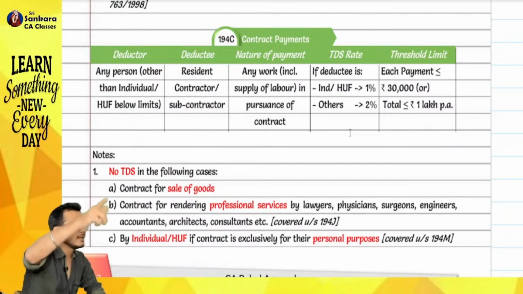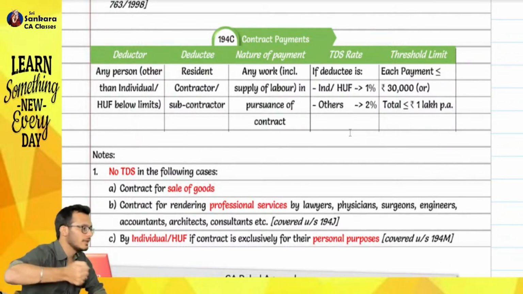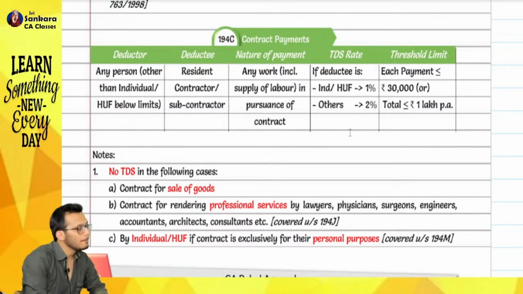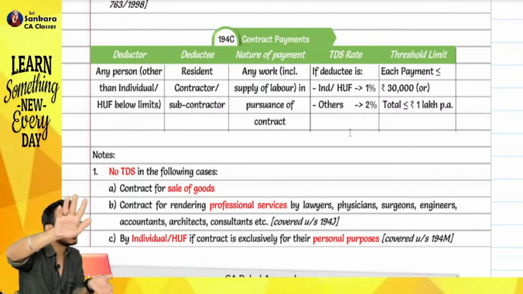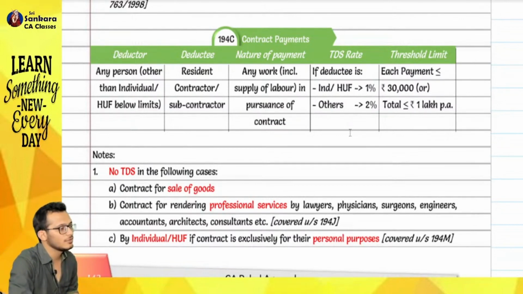Rahul, you received 1,20,000. That is your receipt. You already paid from your pocket called premium. Reduce the premium amount, which means 1,20,000 minus, let's say, 50,000 of premium is 70,000. 70,000 into 5% will be your TDS.